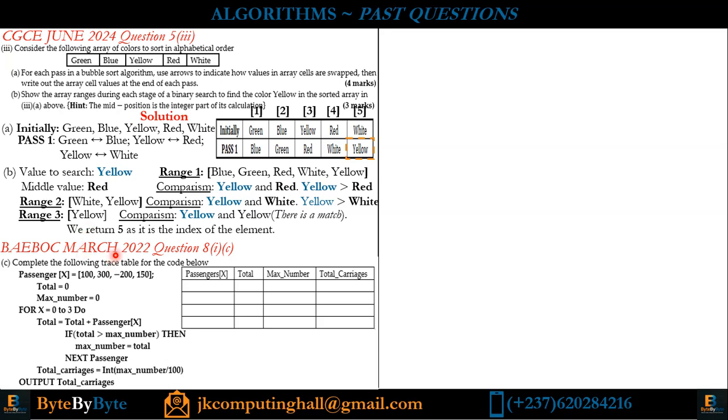Next question is the Bamenda mock 2022 question 8 sub 1C. The question says complete the following trace table for the code below. We have passenger X. As you can see, it's an array. We have total initialized to 0. We have max number. We have a for loop, and so on.